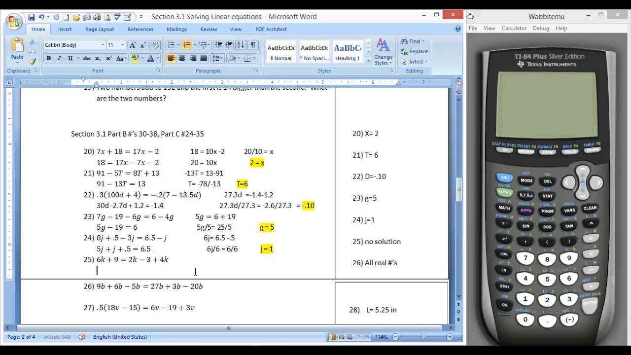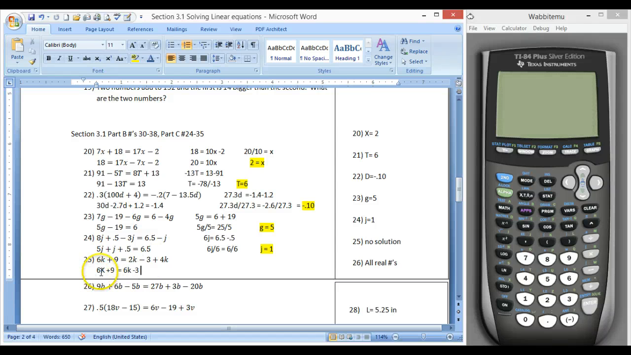Okay, 25. So again, I have a bunch of k's on both sides, and now I just need to combine them. I'm going to go ahead and pick the left side. So I have 6k, and I'm just going to keep it there, and I need to combine everything on the right side. So I have 2k and 4k. That gives me 6k minus 3.